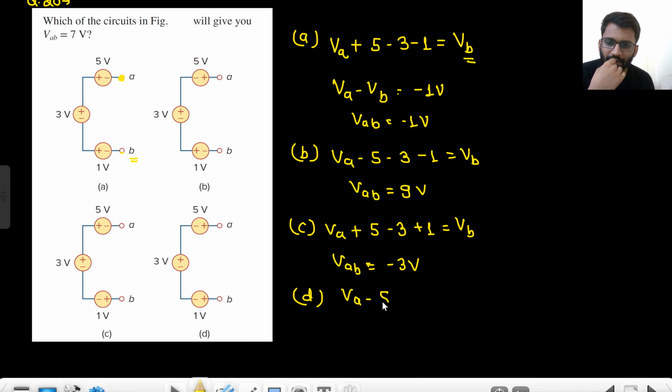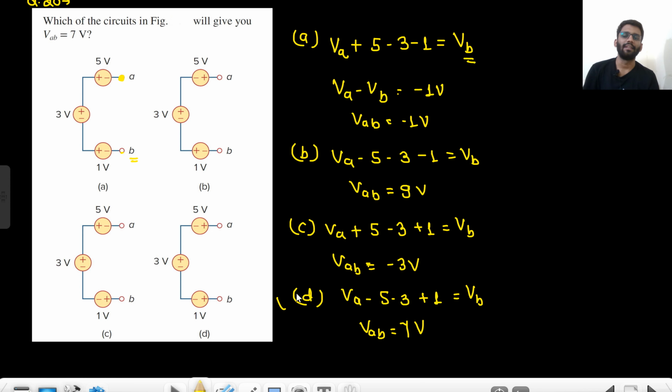VA minus 5 minus 3 plus 1 equals VB. So VAB is 7 volt. So yes, D is giving us 7 volts. Start from any point, get to that point, and at any point if you know the potential, you can write down the potential of that point.